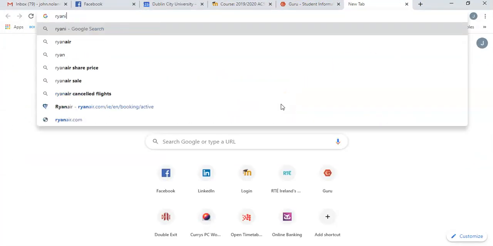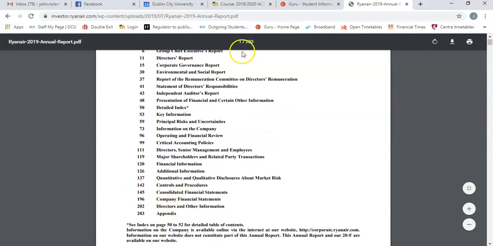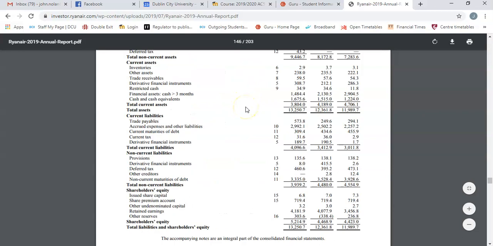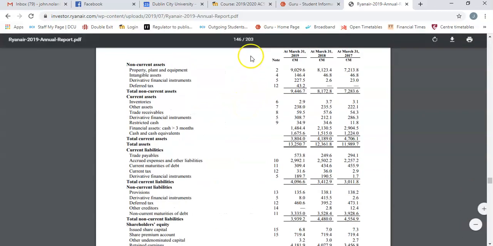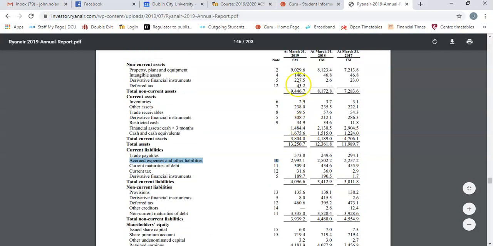So if we look at that, we'll just get it quite quickly here. We look at the Ryanair annual report for 2019. So you can come here. Let's look at the financial statements initially. Financial information, consolidated financial statements, page 145. Just to illustrate in practical terms how this is important for certain industries. And particularly what we're looking at here in their balance sheet is current liabilities and non-current liabilities, particularly current liabilities here. Accrued expense and other liabilities, note 10. So 2.99 million, or 2.99 billion, should I say.